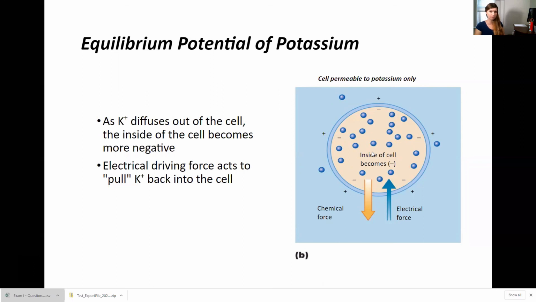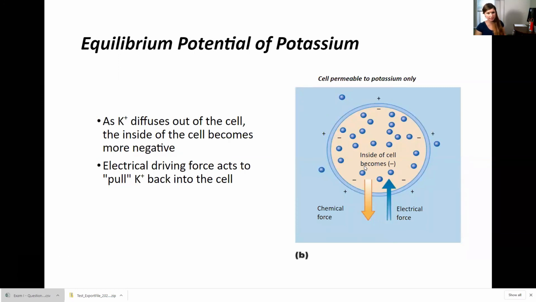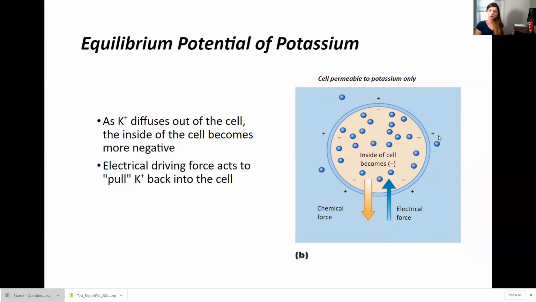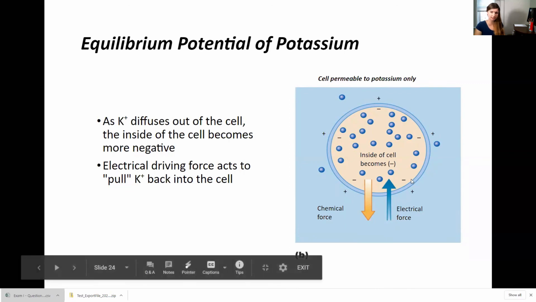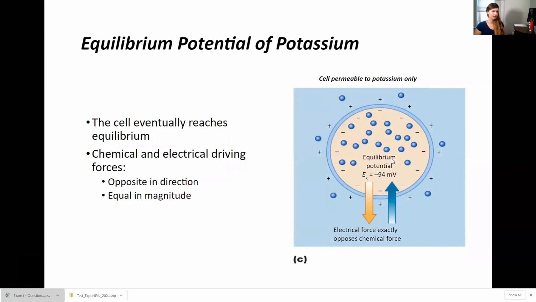So the inside of the cell becomes negative, partially due to that chemical force of the potassium. As the inside of the cell becomes negative, this does create an electrical force on the potassium ions. So those potassium ions are drawn back in, but they're not drawn back in that hard when we start out, right? Eventually the cell does reach equilibrium.